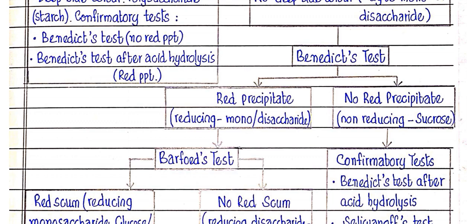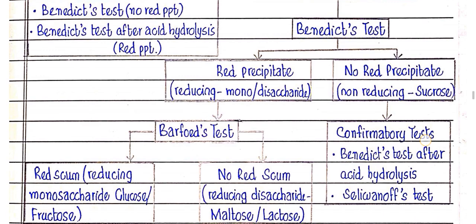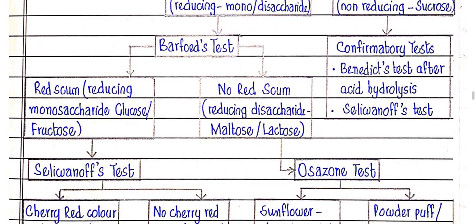If we get no red precipitate after the Benedict test, it indicates non-reducing sugars. Confirmatory tests, Benedict test after acid hydrolysis, Seliwanoff's test, etc. are performed.